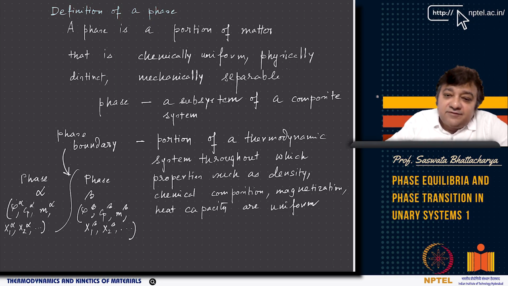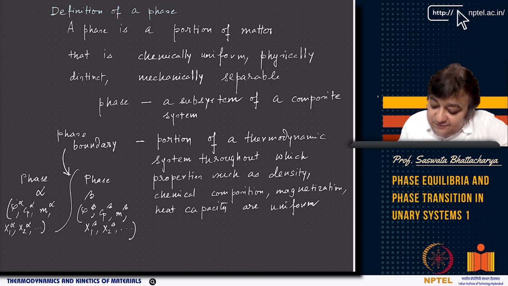It is isolated from the surroundings, but it has several subsystems, and these subsystems are separated by walls, and each subsystem is characterized by its own internal energy, volume and mole number of species, right? So basically you can think of phase as a subsystem. Another definition of phase: it is a portion of a thermodynamic system, right? Instead of saying portion of matter, I am saying it's a portion of a thermodynamic system throughout which properties such as density, chemical composition, magnetization, heat capacity are uniform.